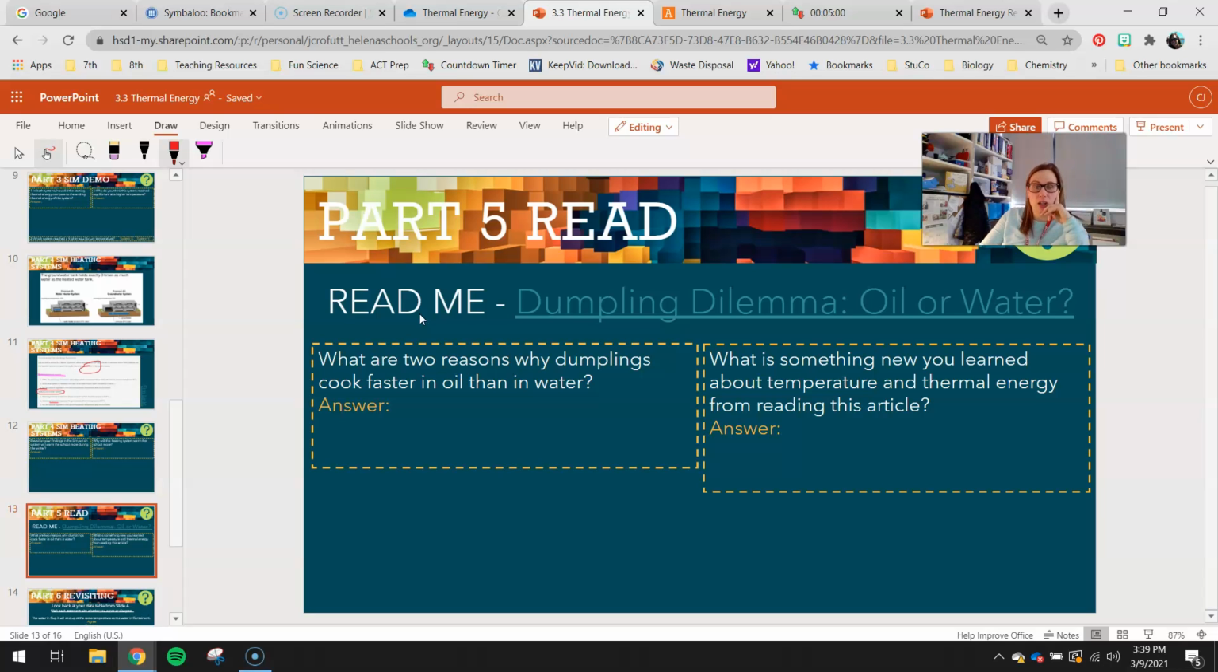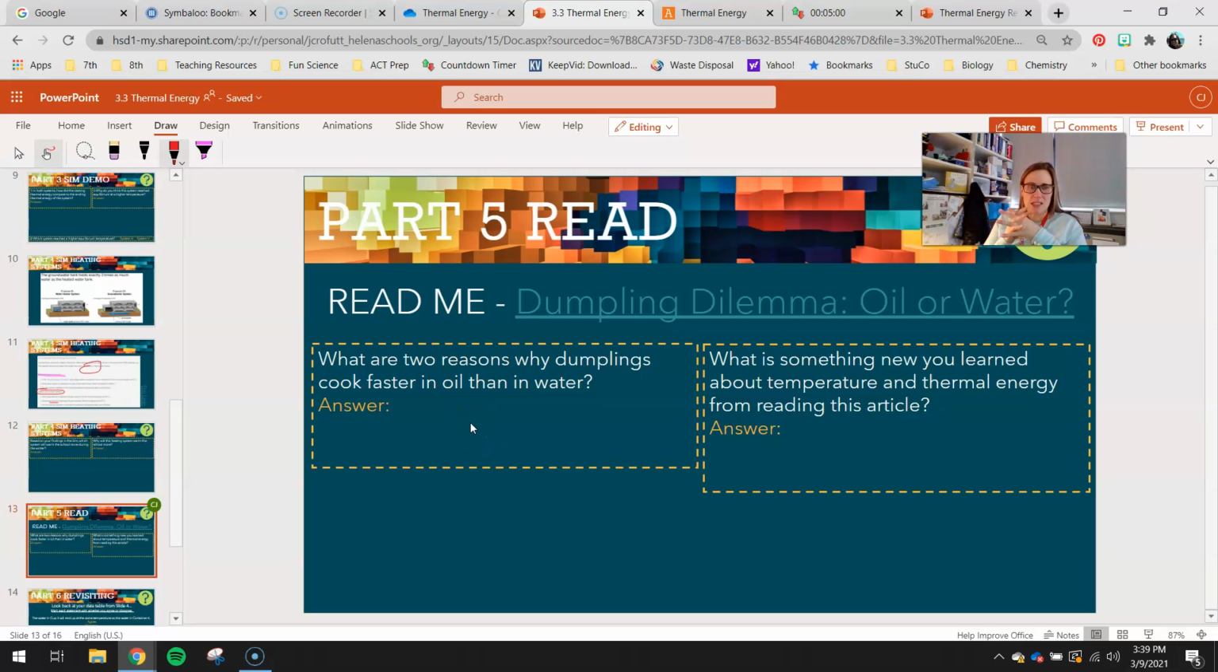All right, so this article you guys are gonna read talks about 2 different methods of cooking dumplings. So oil or water. So if you guys are cooking them in 2 different substances that are similar in temperature, why do they have a different taste to them? Why is one crispy and one squishy? Those kinds of things. So these are the 2 questions that you guys are looking for while you read.